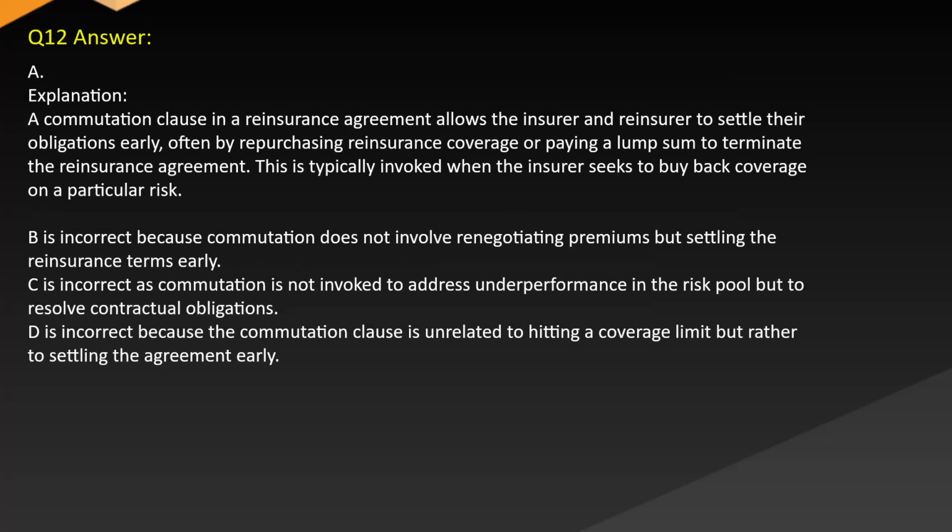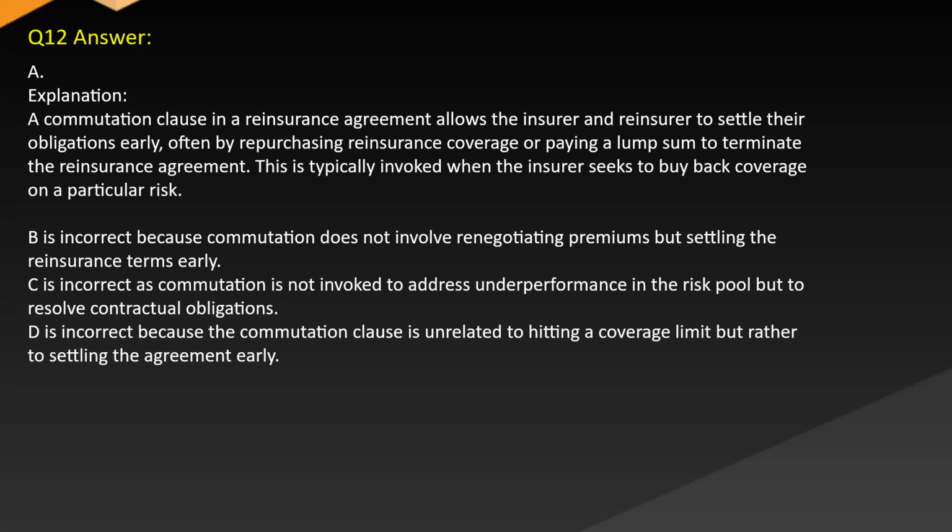Answer A. Explanation. A commutation clause in a reinsurance agreement allows the insurer and reinsurer to settle their obligations early, often by repurchasing reinsurance coverage or paying a lump sum to terminate the reinsurance agreement. This is typically invoked when the insurer seeks to buy back coverage on a particular risk.